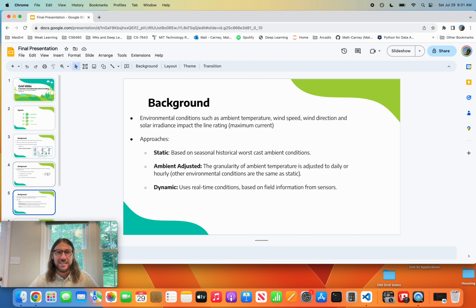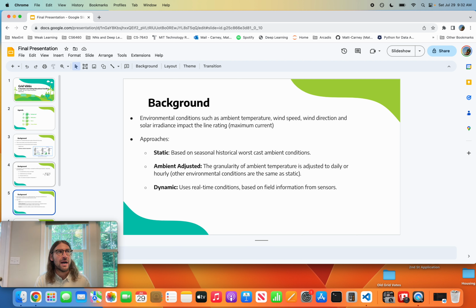What's important to hear is that environmental conditions such as ambient temperature, wind speed, and wind direction, and solar irradiance impact the line rating, right? So if you think about this, if you have two different transmission lines, and everything else is considered the same, and you have one that's in a hot climate and one that's in a cold climate, that cold climate is going to provide additional cooling relative to the hot climate, and so you can actually push more current through that line.